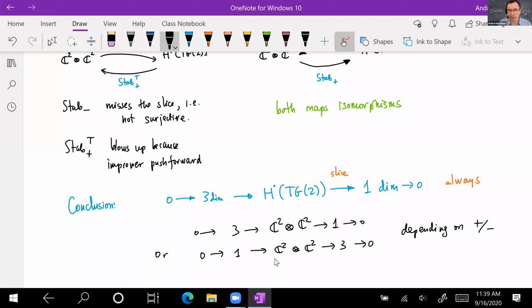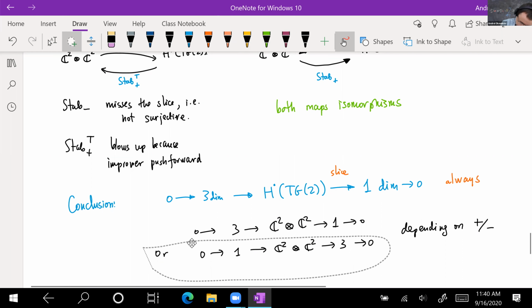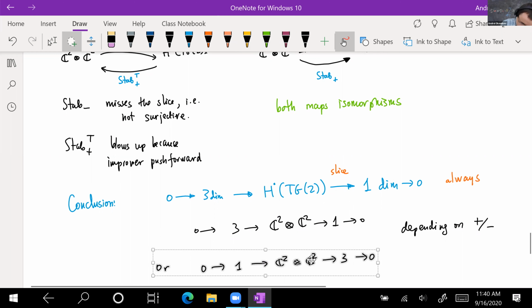I mean, you can put it differently. We discussed that the dual to the stable envelope is always the other stable envelope, and so these two representations are always dual.